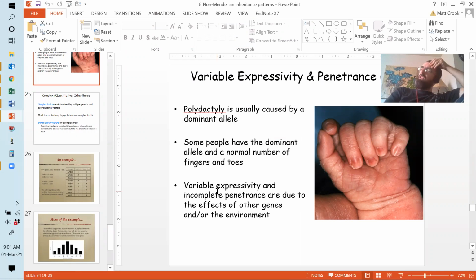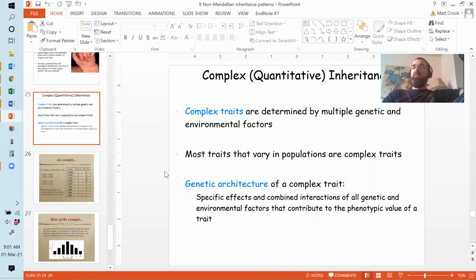Right, so essentially, variable expressivity and penetrance is the idea that for the same genotype, you can express a different phenotype. Even if you have the same mutation, depending on other factors, in the case of mitochondrial disease, like number of diseased mitochondria, what tissue they're in, you can have a different expression of that genotype to someone else with the same genotype. Okay, and so that leads us quite nicely onto this idea of complex inheritance, quantitative inheritance.